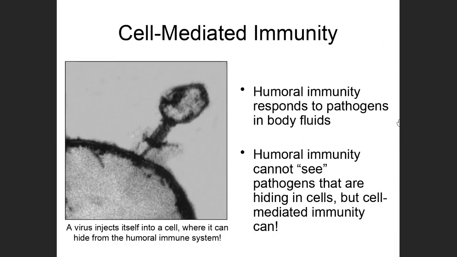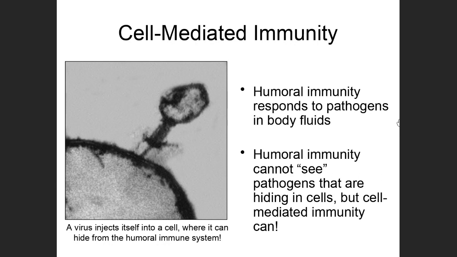So with this folder, we're going to get into talking about cell-mediated immunity. With the last folder, we got into the other branch of adaptive immunity. We looked at humoral immunity, and you learned that humoral immunity responds to pathogens that are in body fluids, or what we used to term body humors. These are things like the blood and the lymph.